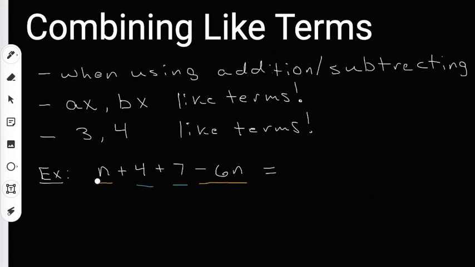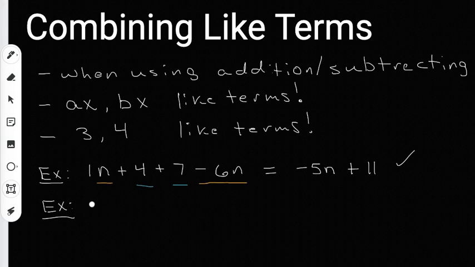Now, whenever I have a variable with a number that's not out in front, I consider there to be a 1 out in front, and it's assumed to be a positive 1. So if we have 1n minus 6n, that's going to give us 1 minus 6, which is negative 5, and it's going to end in an n. Now that we've combined the yellow terms, we're going to combine the blue terms. 4 plus 7 is going to give me 11. And we're done. There's no more like terms to put together. That's how you know you're done.